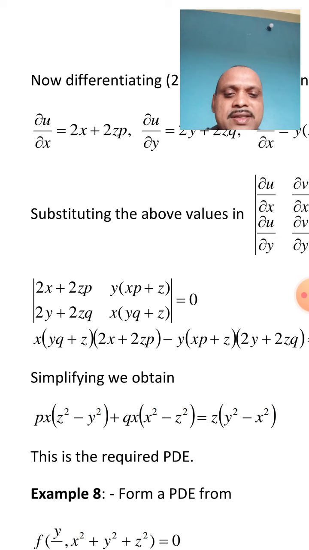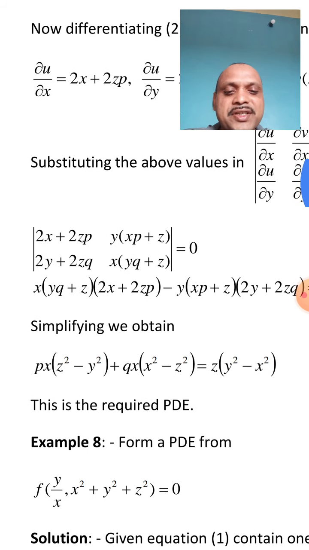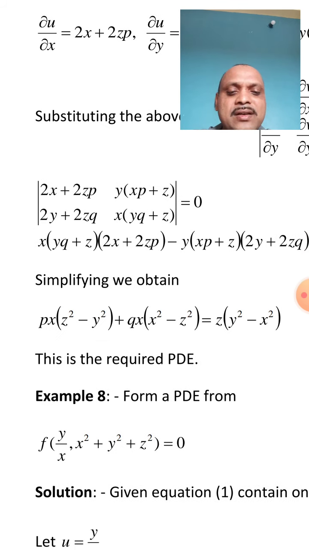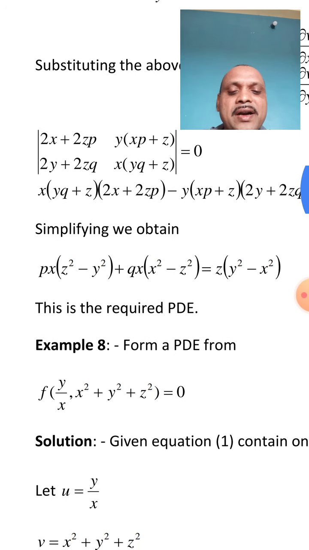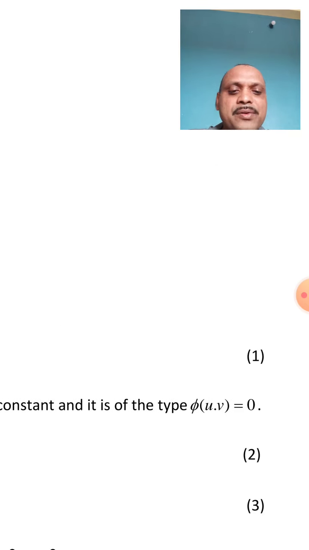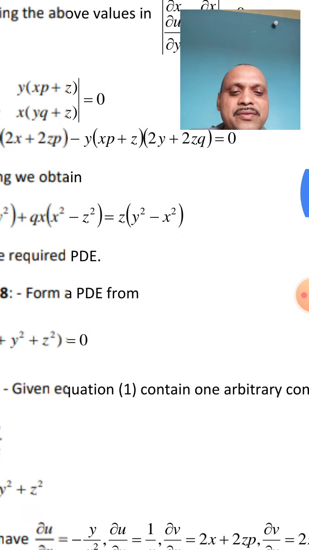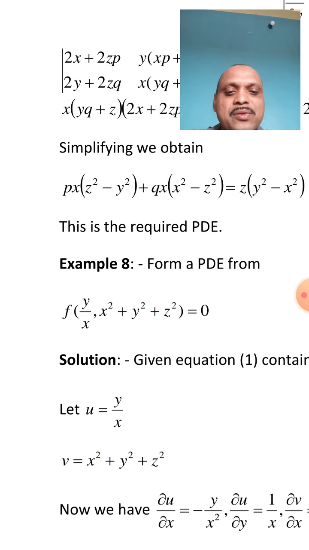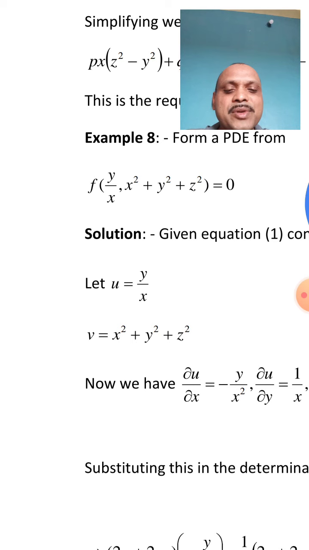So in this relation, we have eliminated the phi function and we get the required partial differential equation. Similarly, consider one more example. F of y by x, x square plus y square plus z square equal to 0. So comparing with phi of u comma v equal to 0, we get u equal to y by x and v equal to x square plus y square plus z square.